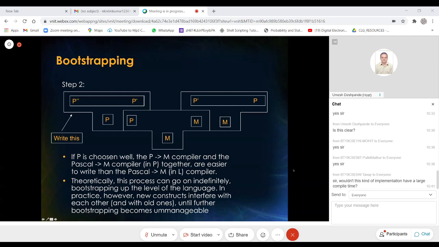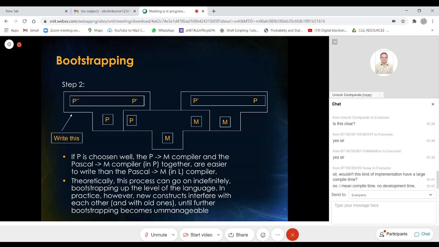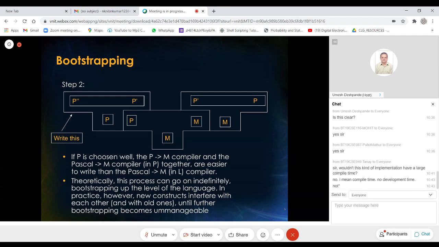Well, there is a question by Tanay. Wouldn't this kind of implementation have a large compile time? Well, even if we write the entire compiler in one go, the effort involved will be roughly the same. And typically we will not be too worried about large compile time because this is a one-time activity. Compilation is a one-time activity. We get the executable code and run it.